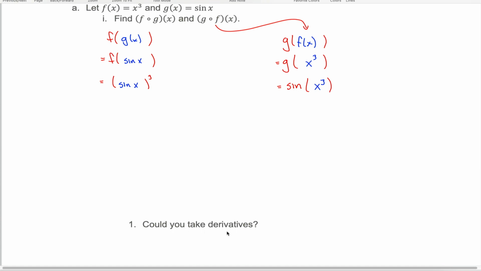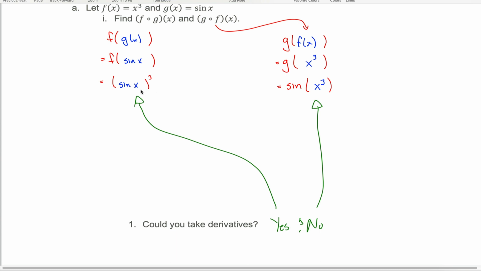The question asks, could we take the derivatives, I guess, presumably with our current knowledge? And the answer is, well, kind of. Yes and no. It'll turn out that this expression over here is beyond our ability to take the derivative of, but this one over here is something that we can handle.